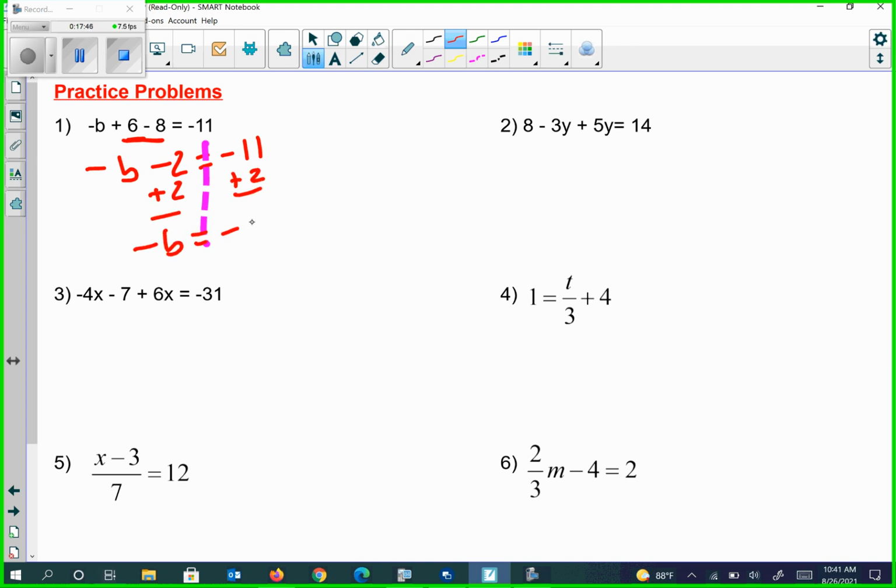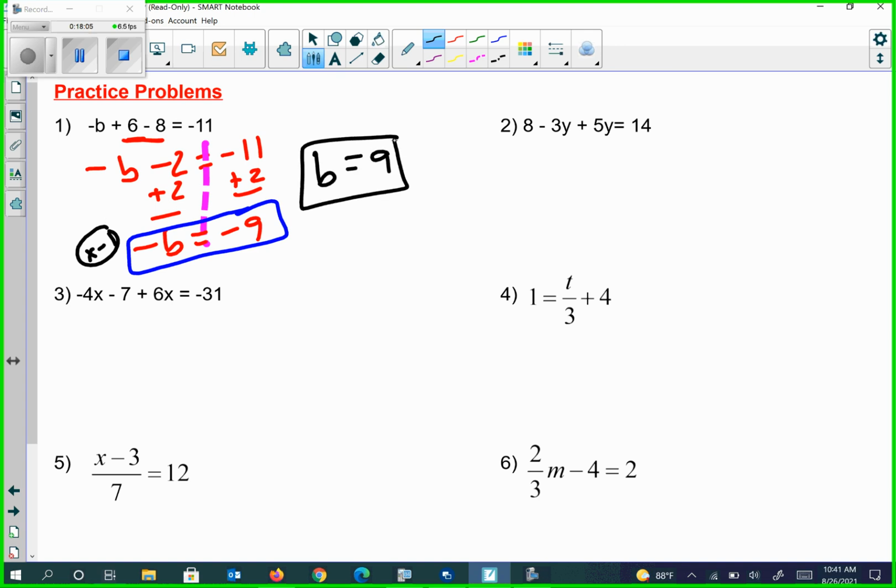Negative b equals negative 9. Now, a couple of you said, okay, that's my answer. Should we have a negative letter or not? No, really what we should do here is go times negative 1 to everything. If I times everything by negative 1, I wind up with that. Is that what you're going to tell me?